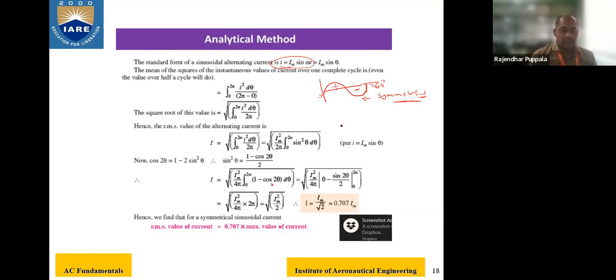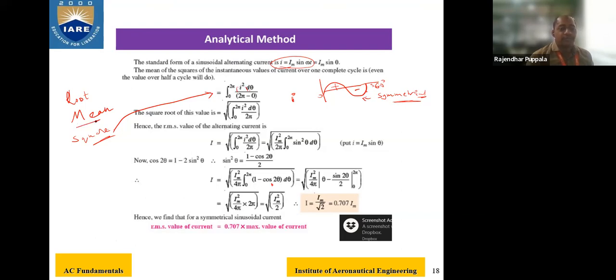What is RMS? In the name itself we have root, mean, and square. Root mean square value. First, we start from the square. All the instantaneous values are considered here; i is the instantaneous value, and we are squaring them.